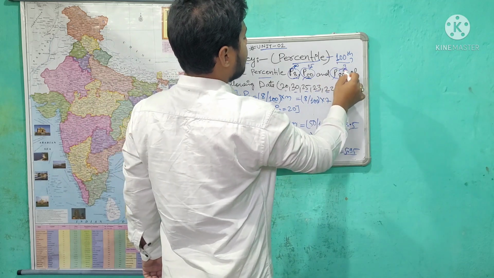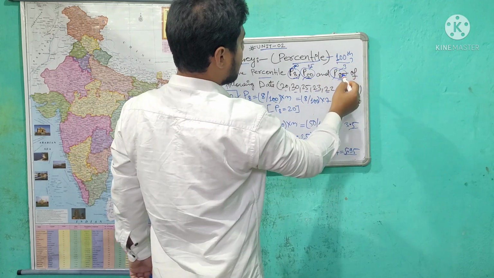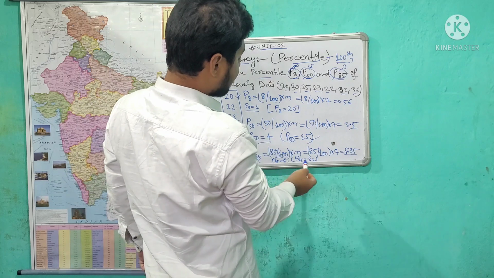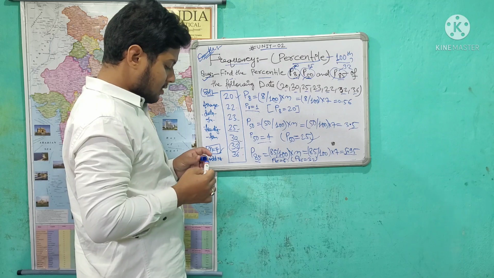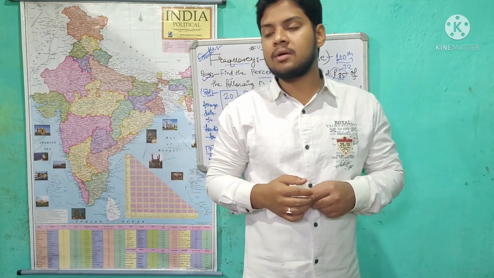We have to calculate P85, that is 32. Now we will calculate all of that, and one by one we will understand everything.